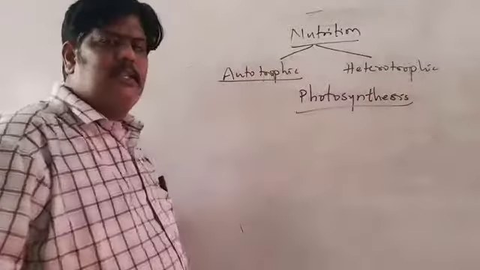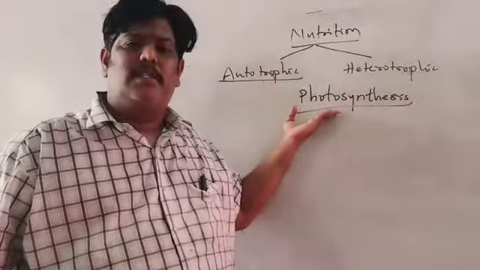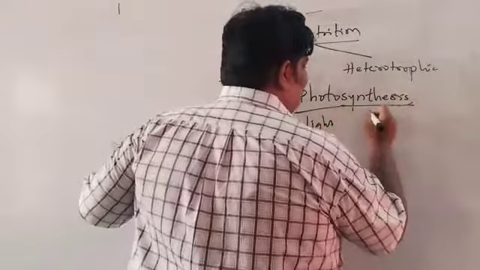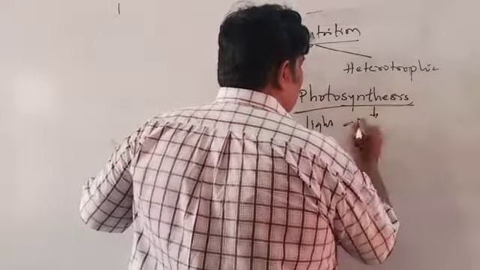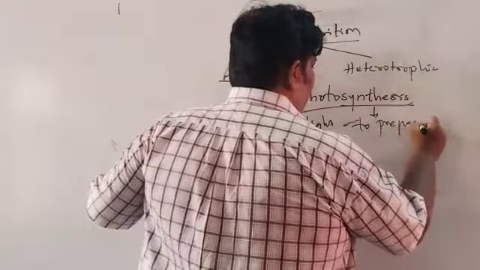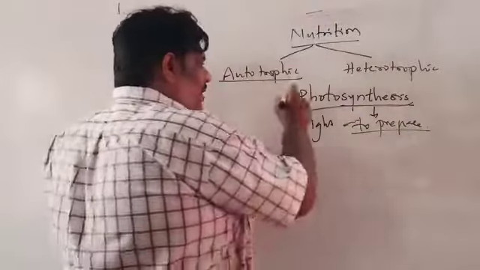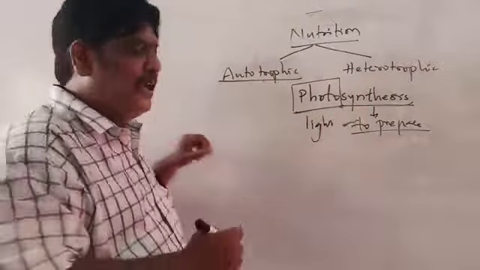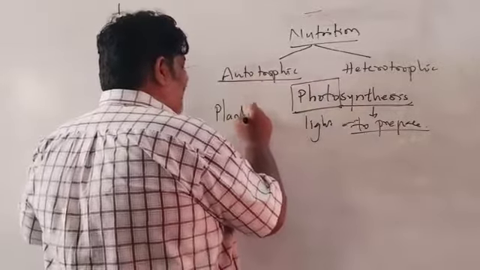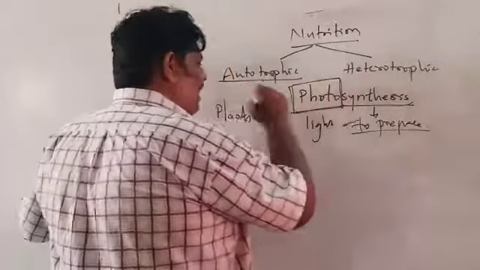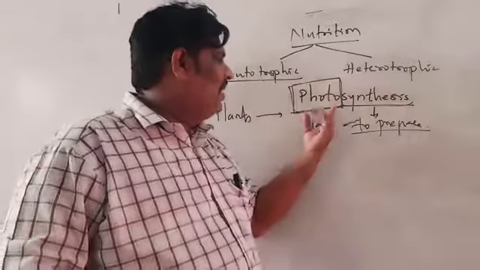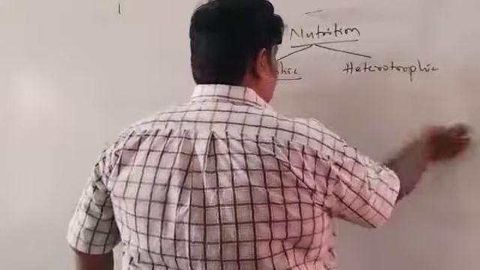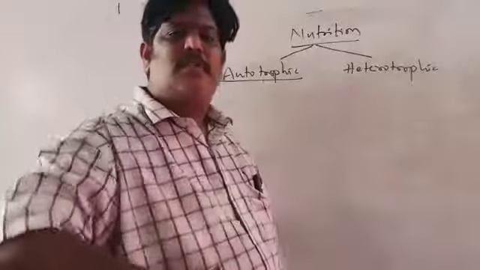To understand the word photosynthesis, let me make it clear. Photo means light, and synthesis here means to prepare. So preparation of the food material in the presence of light, with the help of light, is called photosynthesis. That means one thing is very clear: plants prepare their food material with the help of light. That is the reason why we call it photosynthesis.